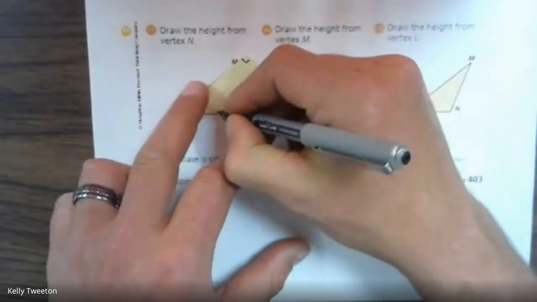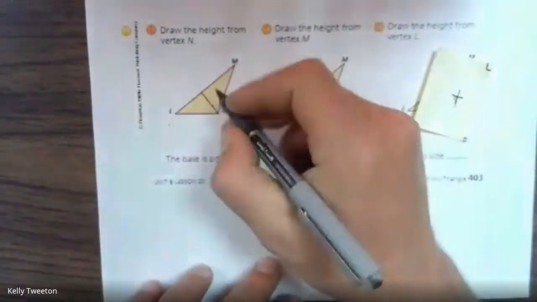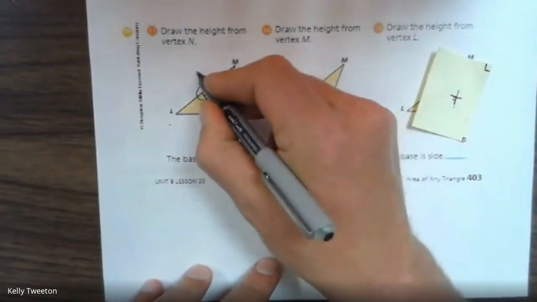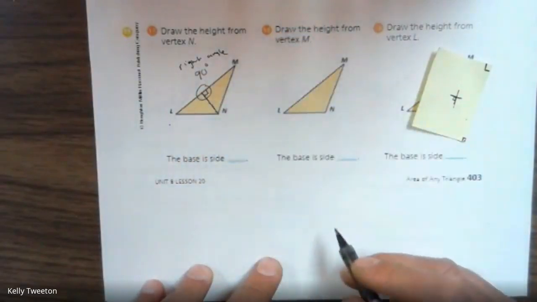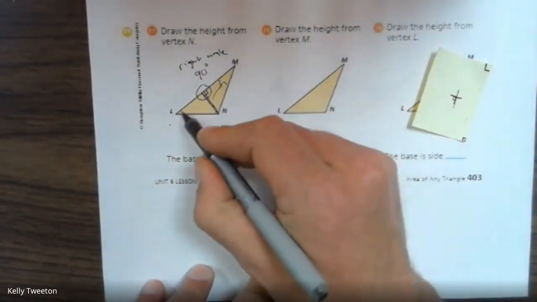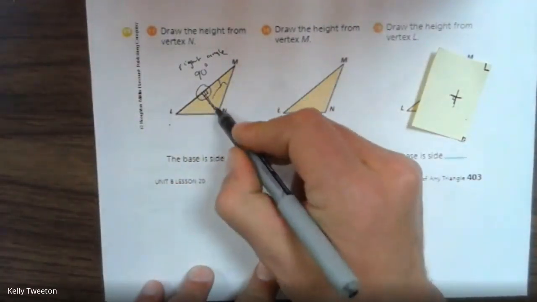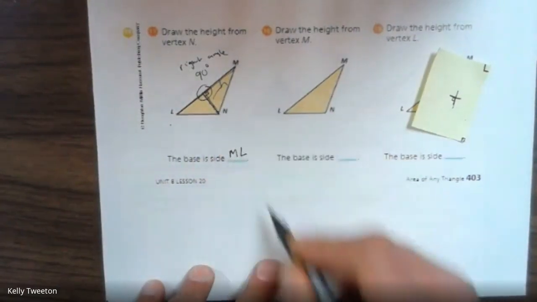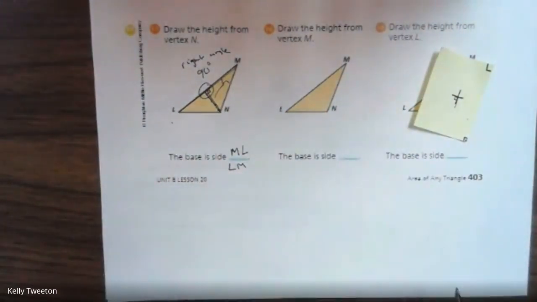And now, what if I drew this line right there? Now, this should be dotted and then right there. Now that forms that 90 degree angle, also known as a right angle. Okay. Now this becomes your height. This is the height of the triangle. This would then be the base of the triangle. So the base side is where your height landed on. So this is your base. We can call that side ML. You could have also called that side LM. Doesn't matter which order you go. So either way for that one.